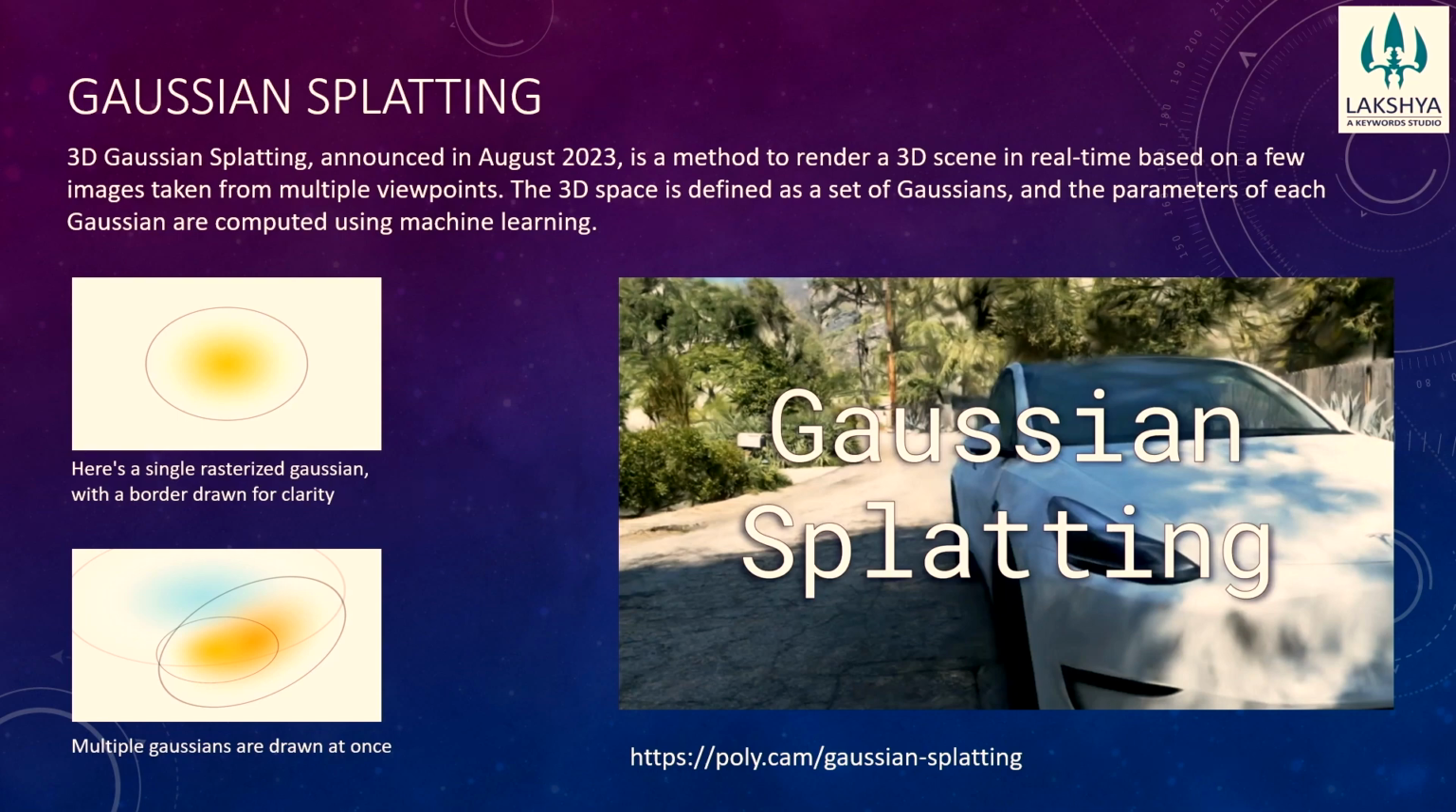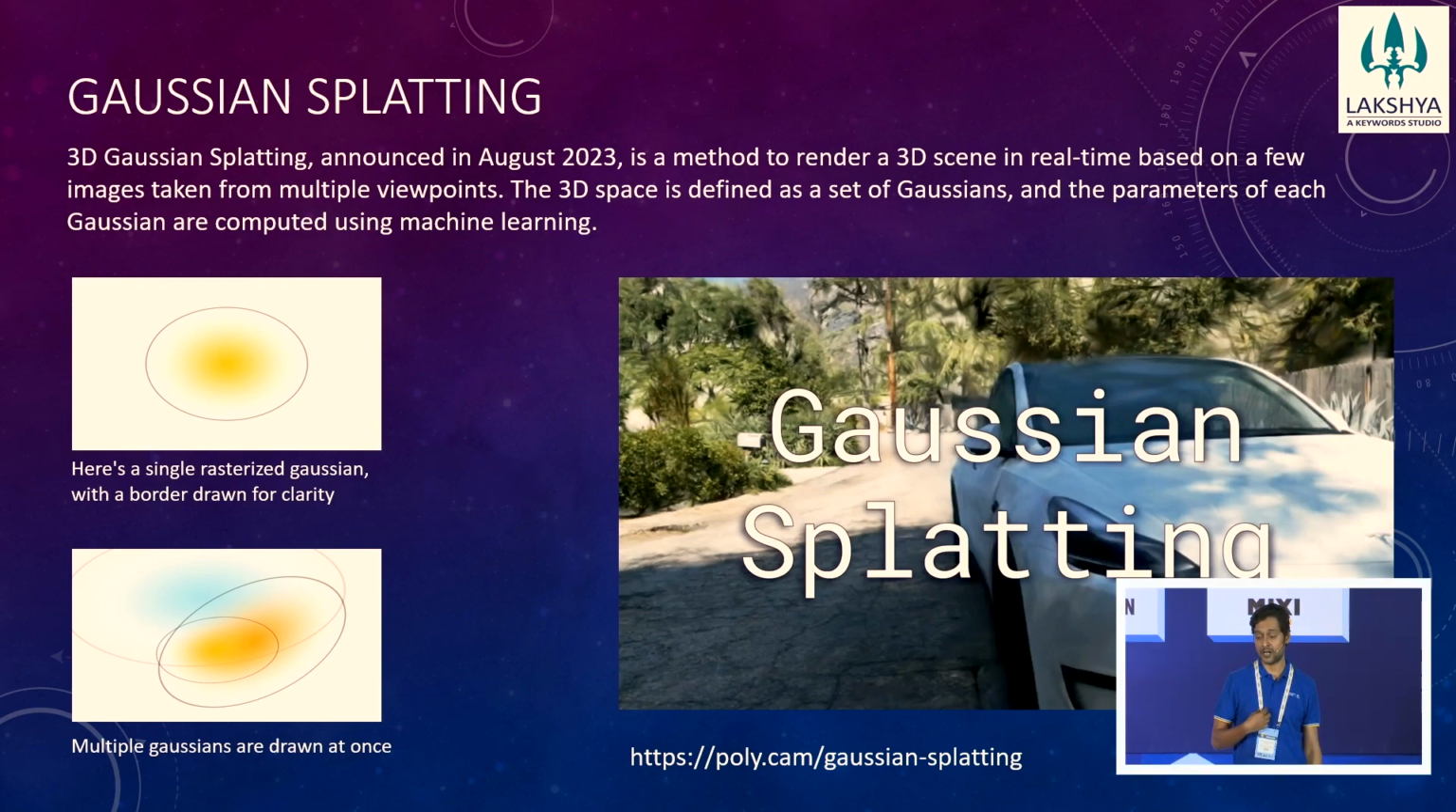Polycam. We also have an app called Polycam for iPhone and Android phones as well. You can use that app, or you can go to this website and upload some image sequences and try to see how Gaussian splatting works.